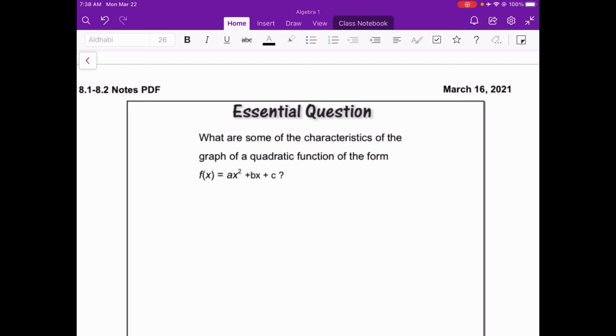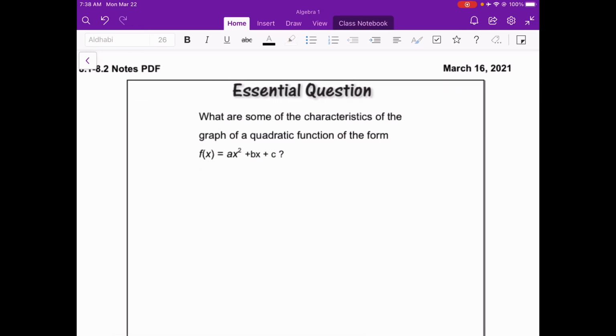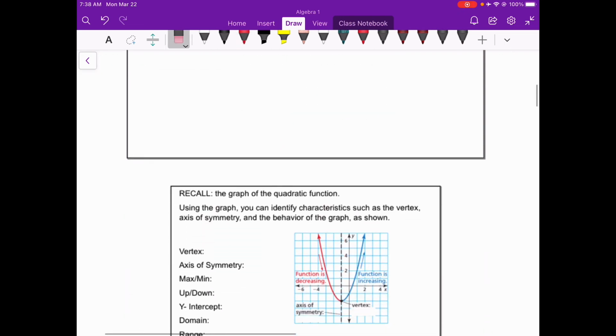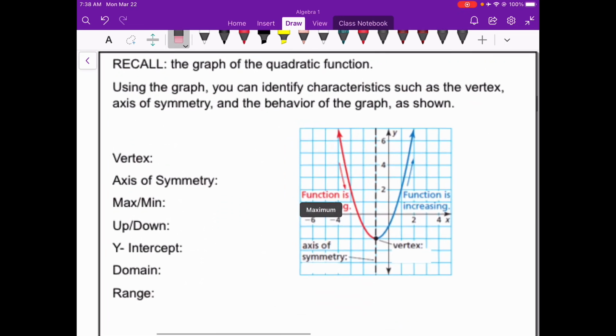Hey guys, so today we are going to continue what we started in class, which is 8.1, 8.2 quadratic functions. We're going to break it down into 2 days. We're going to start by looking and observing the a and c values of this function, and then we'll focus on how the b value can help us when we graph. So we're going to start with a little review from what we did in class.